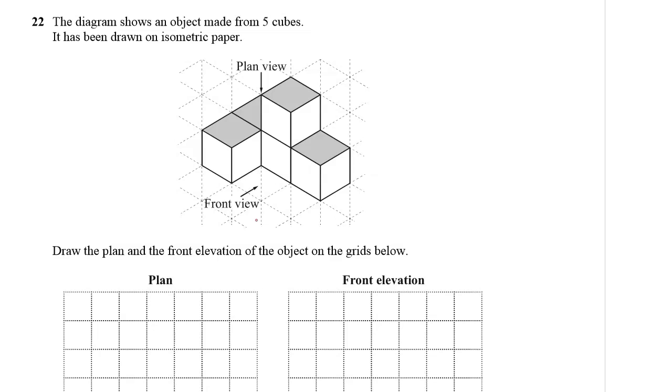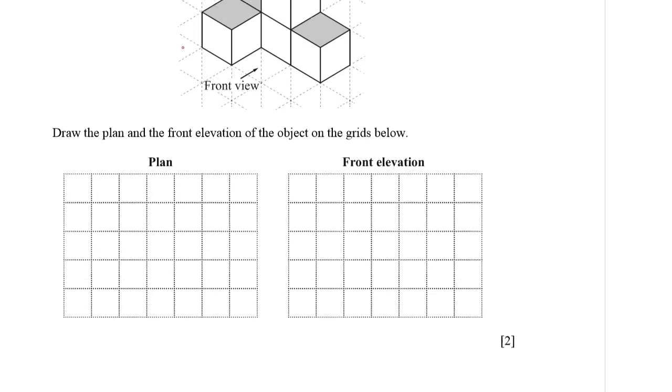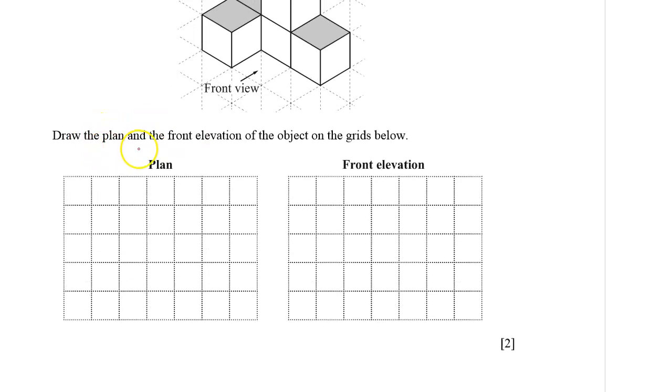22. The diagram shows an object made from 5 cubes: 1, 2, 3, 4, 5. It has been drawn on isometric paper. Draw the plan and the front elevation of the object on the grid below.